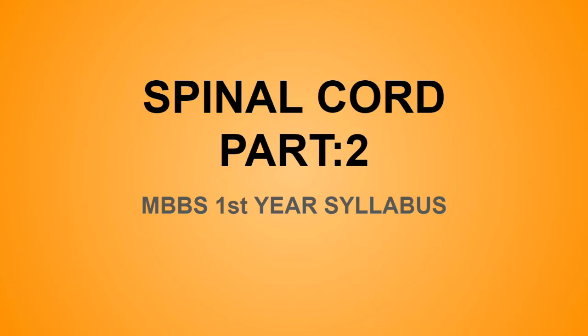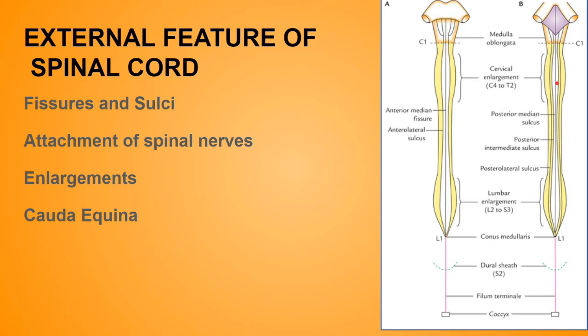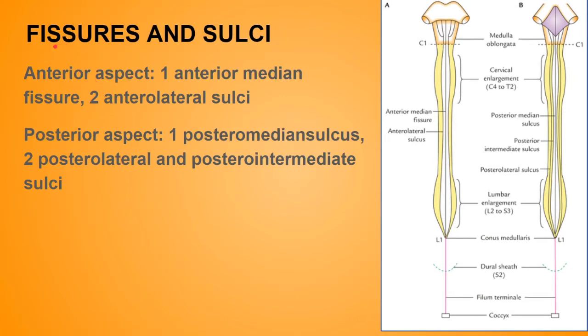Hello everyone. Today we will discuss the spinal cord, part 2. Now the external features of the spinal cord are mainly four. There are fissures and sulci, attachment of the spinal nerves, enlargements, and the cauda equina. Now first of all, the fissures and the sulci.